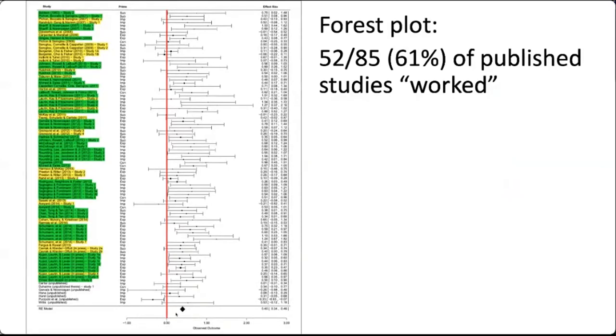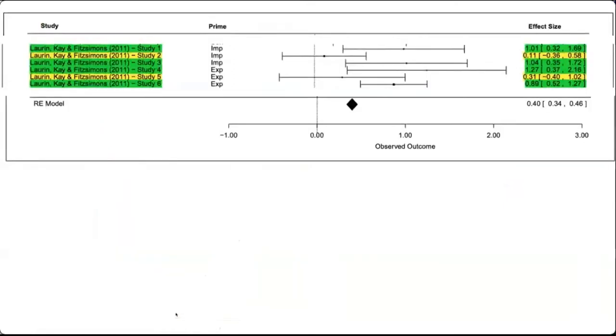Let's take a closer look at some studies from the forest plot to try to figure out what's going on. Here is a 6-study paper. According to the forest plot, studies 1, 3, 4, and 6 worked, but study 2 and study 5 did not.